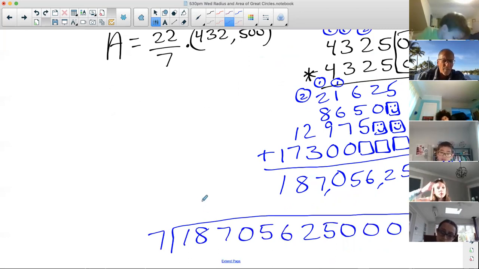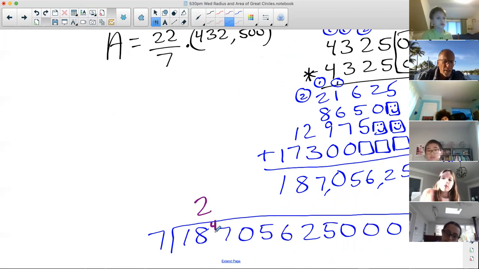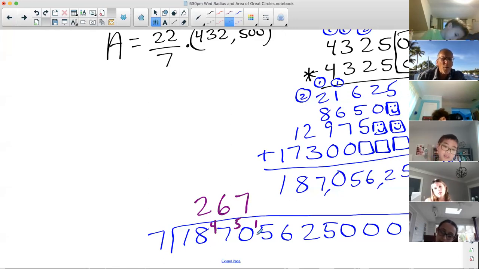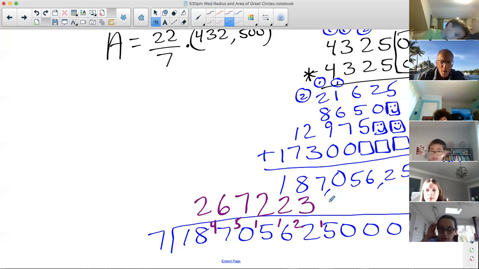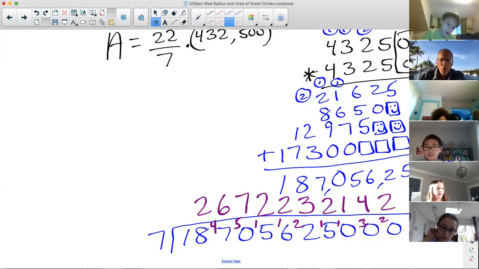7 into 18, go. 2. 2 is the remainder of 4. 6, that's 6. What's the remainder of 5? 5. 7 remains 7. 1. The remainder of 1. 2 remains 2. 1. 2. 2, 2. 3 remains 1. 2. Remainder 1. 1. 4 remainder 2. 2 remainder 6. 8. And even though we have a remainder, we're going to use this number, everybody. We're going to use it.